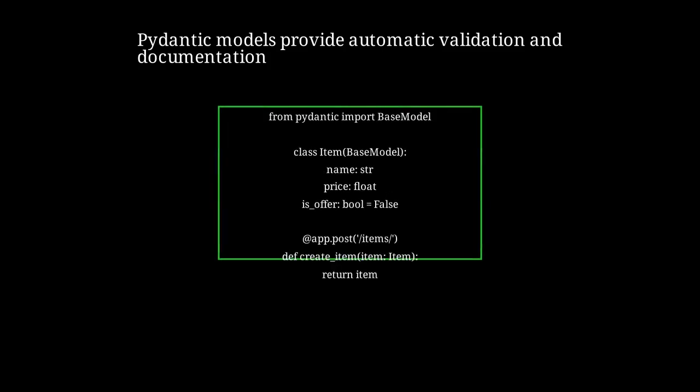FastAPI excels at handling structured data with Pydantic models. Pydantic models provide automatic data validation, serialization, and documentation generation. This item model defines the structure of data with type hints, and FastAPI automatically validates incoming requests against it.